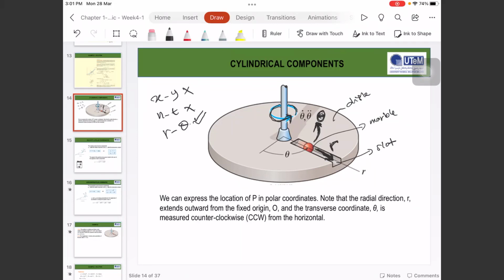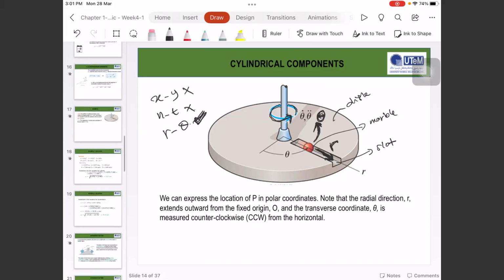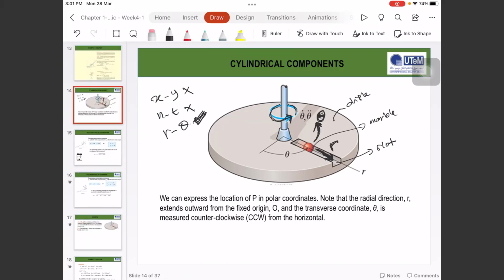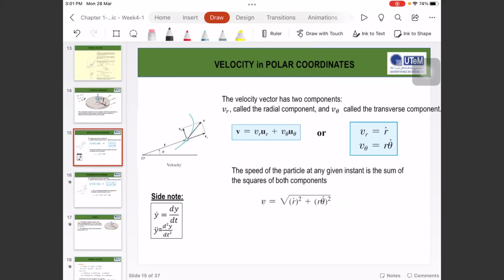Radial and theta. Okay, r theta method, r theta coordinates. Any other examples? None left. So for theta and r, they have similar. You have velocity and then you have the accelerations.